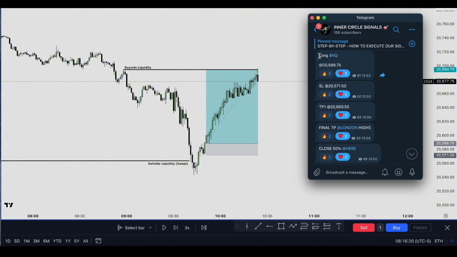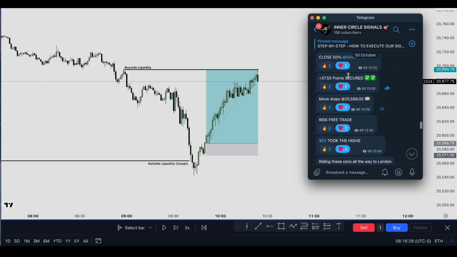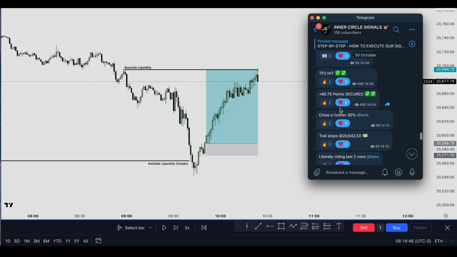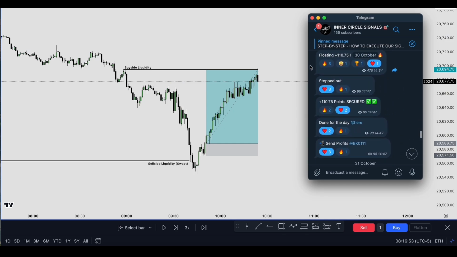So as you can see here, the long entry was given. I'll give you your entry price as well, stop loss, take profit, final take profit. I let the group close 50%, all right, 40 points secured, all right, TP2 hit, 80 points secured, closing a further 30% here, and then we get stopped out in a profit for 110 points.